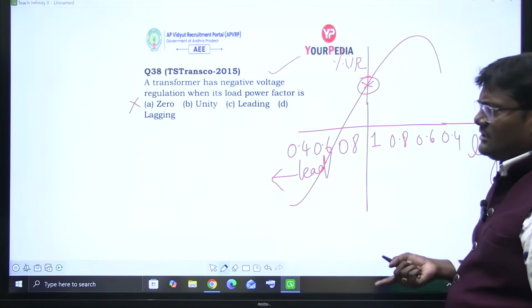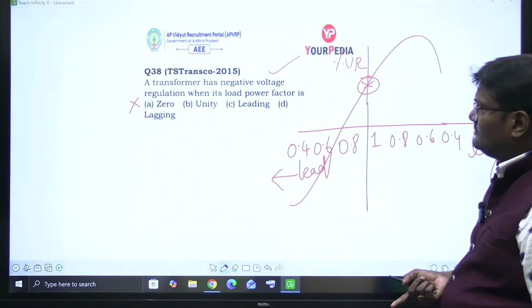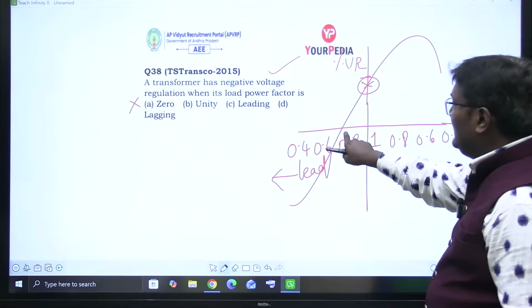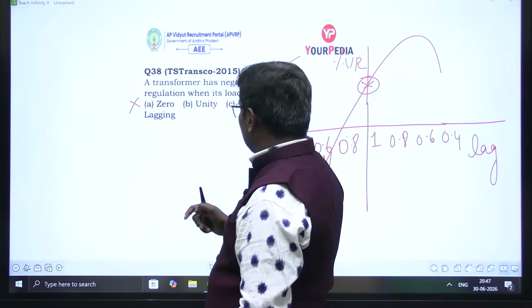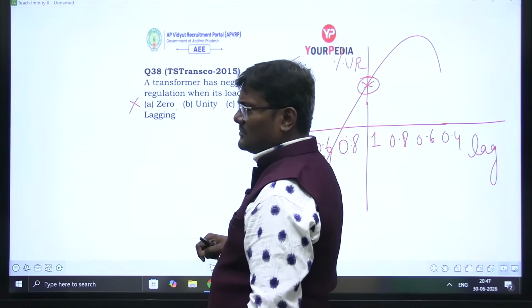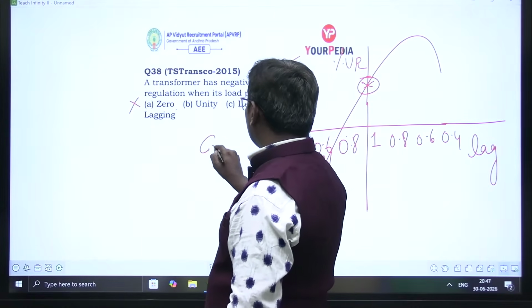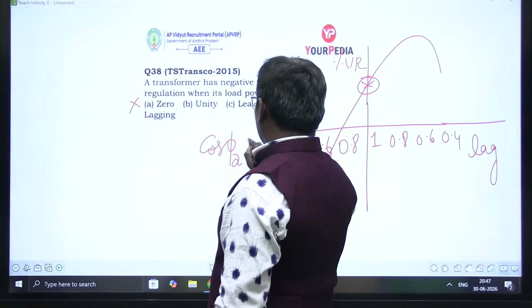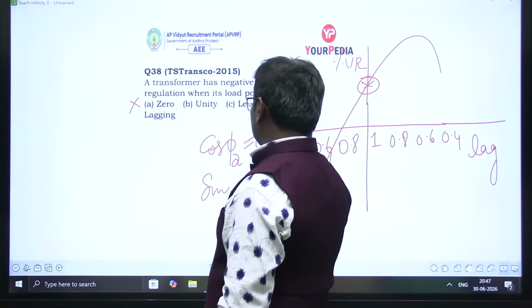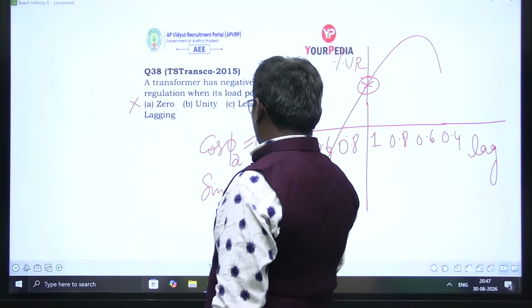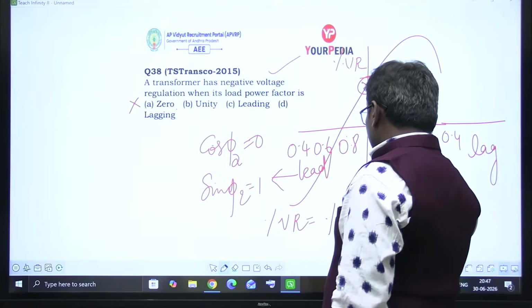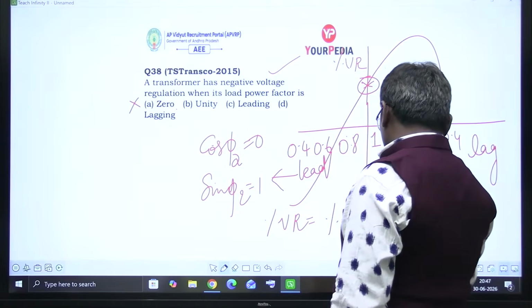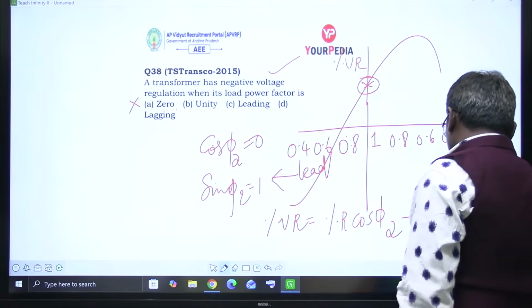If the power factor is 0, no, leading power factor, it will be 0. Sir, how is it a 0 power factor, sir? Power factor is 0, but sin phi 2 value is 1, no? So percentage voltage regulation is equal to percentage R cos phi 2 minus percentage X sin phi 2.